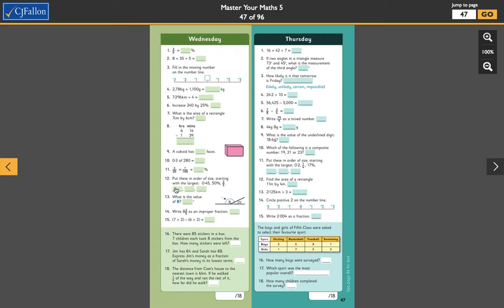and then the percentage. You have to put these in order starting with the largest. So change them all to fractions or all to decimal fractions or all to percentages, whatever works for you, so that you can clearly see which is the largest, because that has to start it off and then continue on. What's the value of B if a straight angle is 180 degrees?